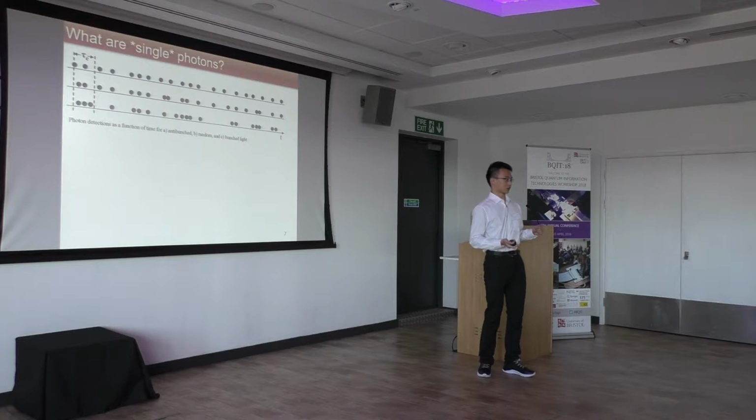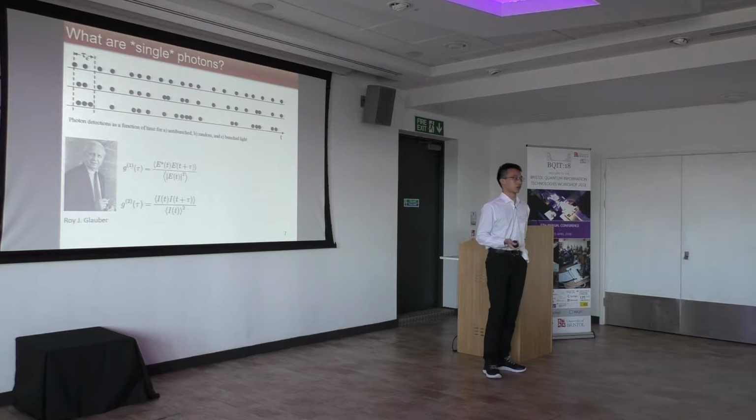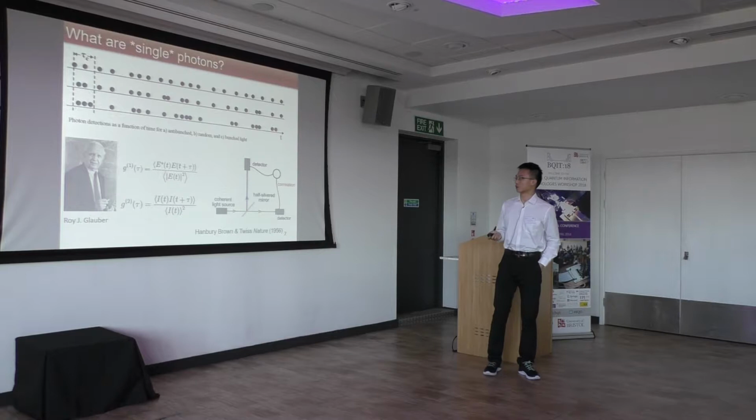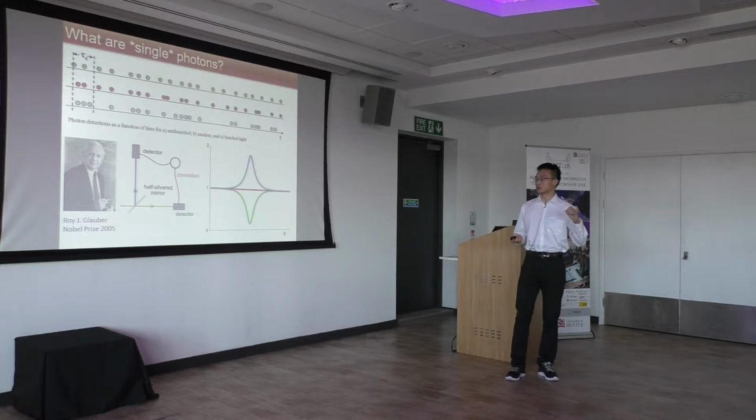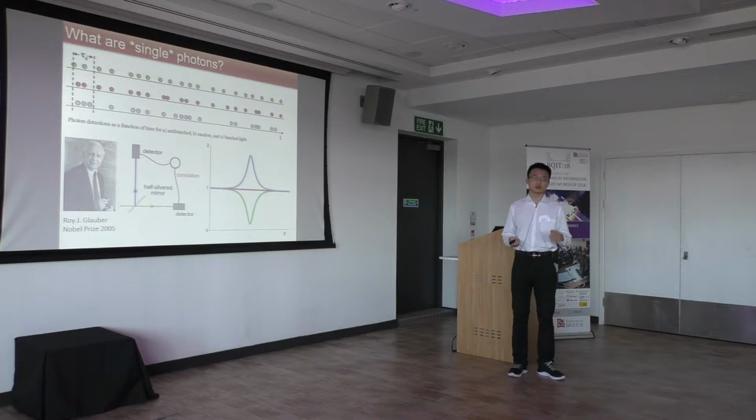This can be done using the second order correlation function introduced by Glauber. And experimentally, we can measure it with the famous HBT setup. To be more exact, for single photon streams, the g2, or second order correlation function, goes to 0. For a Poisson distribution, like a laser, its g2 goes to 1. And for a thermal distribution, its g2 goes to 2.